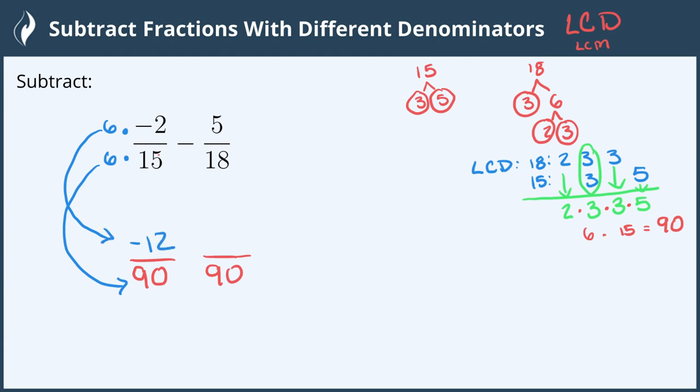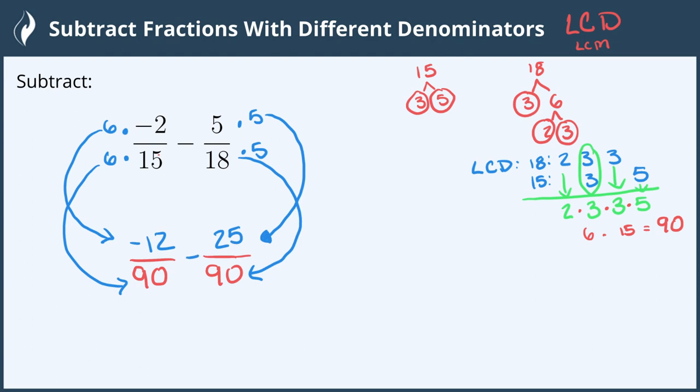And that goes there. Now for our other one, to find the equivalent fraction from 18 to 90, this is multiplied by 5. So I need to multiply the denominator by 5. 18 times 5 is 90. And I must do the same factor for the numerator to keep the ratio the same to make it equivalent. And 5 times 5 is 25. And there's a subtraction sign between them.